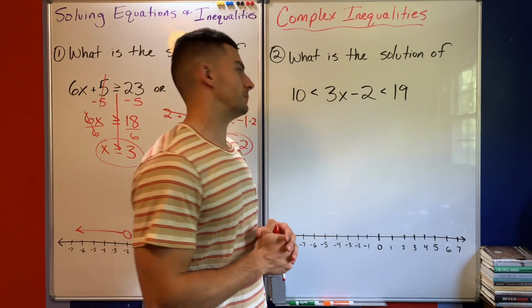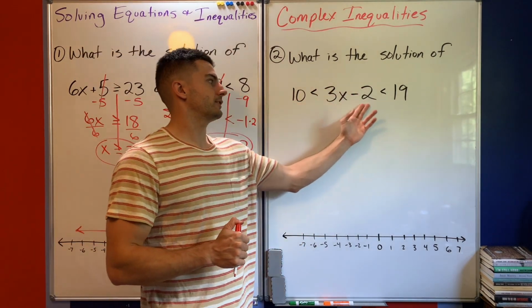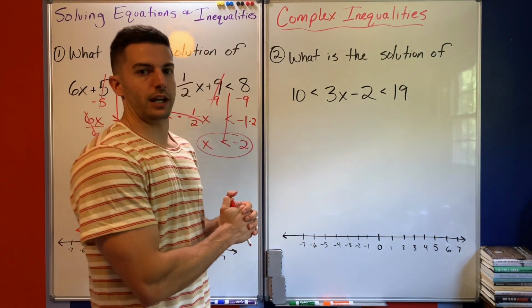Okay, moving on to number 2. What is the solution of 10 is less than 3x minus 2, which is less than 19? Okay, now I talked about this a little bit in the last video, okay?